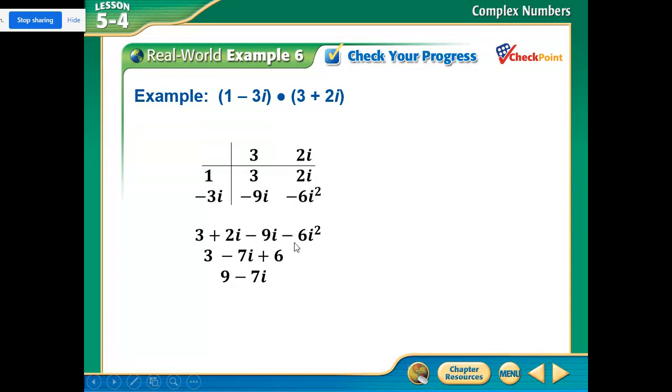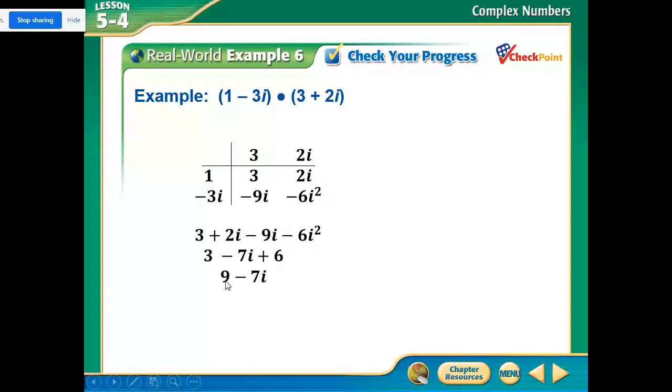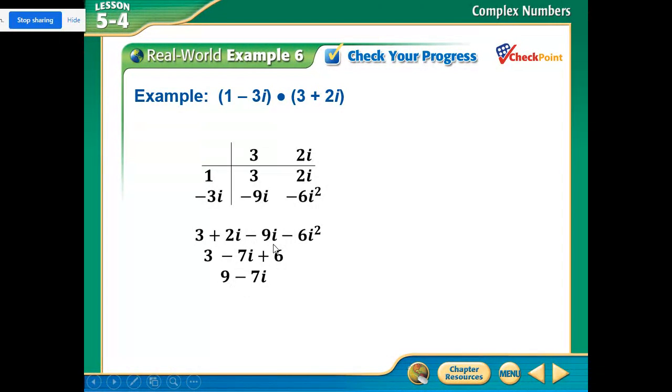So negative 1 times that negative 6 is positive 6. And I can add that to the 3 and get 9. So 9 minus 7i, the 2i minus 9i is the negative 7i, and that's my answer.